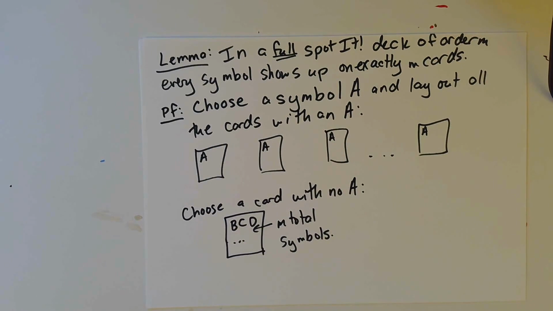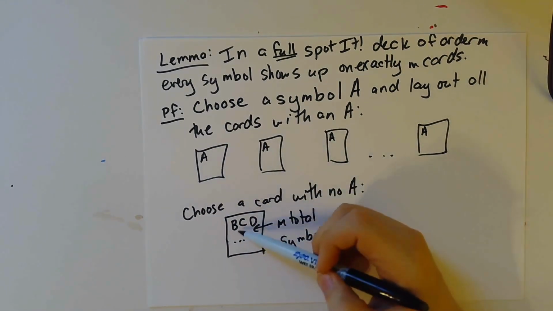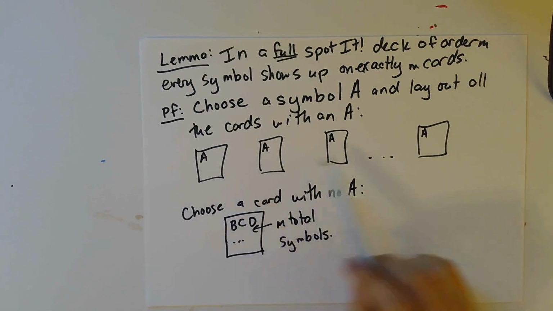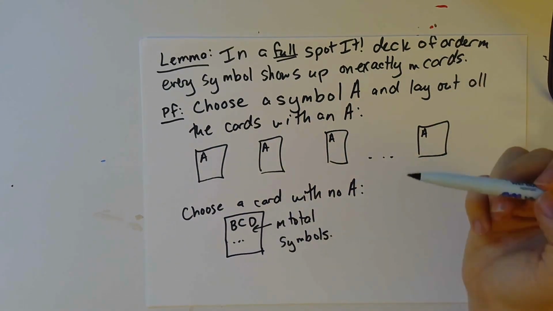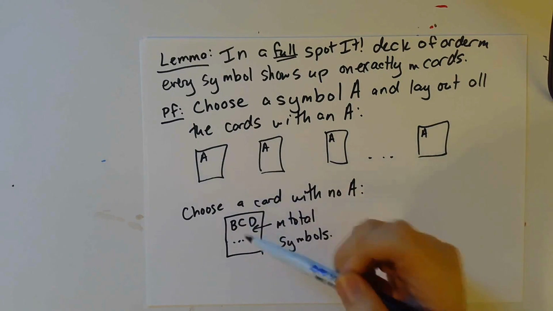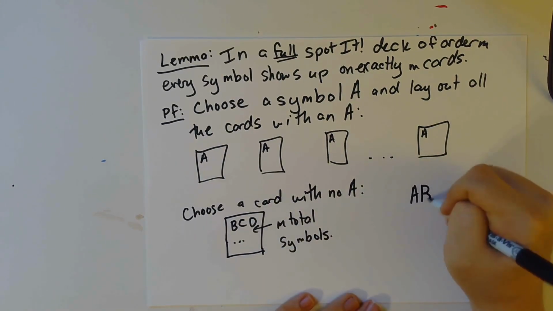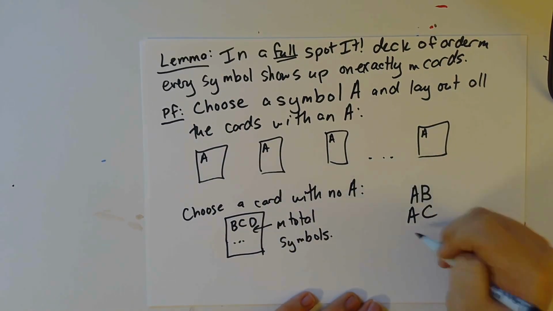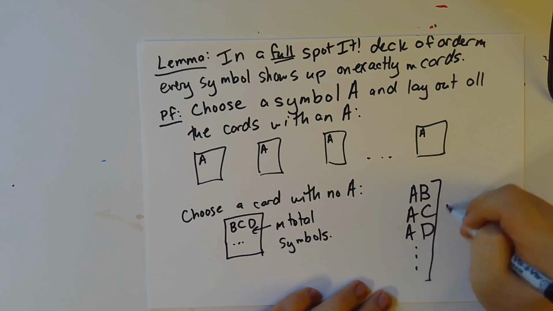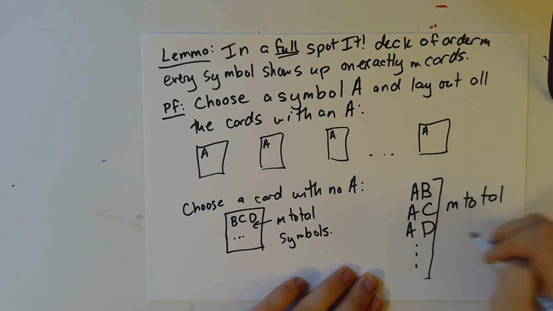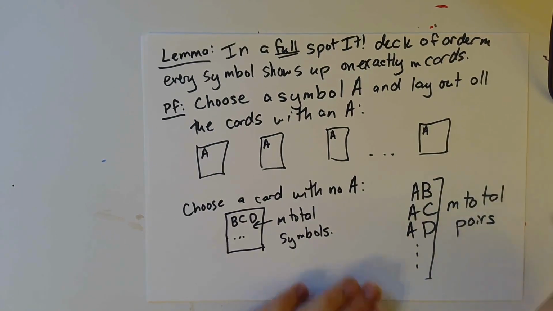Now, each of these symbols has to show up on one of these cards, because, remember, every pair of symbols shows up on a card. So A and B have to be on a card, A and C have to be on a card, A and D have to be on a card, and so on and so forth. This is M total pairs. And all of these pairs have to be on a card.